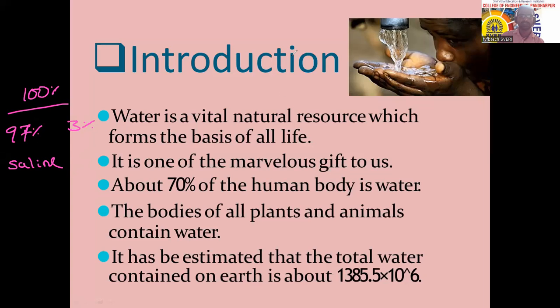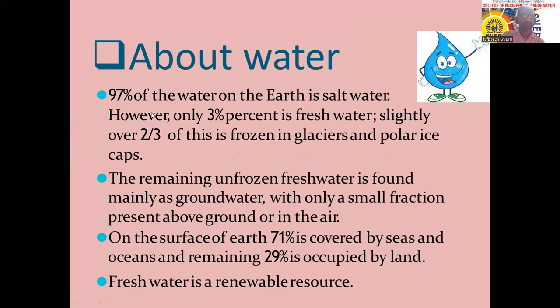Again, 2/3 of that 3% of water is stored, frozen, in glaciers and polar ice caps. Glaciers means the Himalayan mountains, you know? The water is present in the ice caps, the polar ice caps on the earth, in the form of ice caverns, ice candies. And 1/3 of the water is available for drinking purposes.